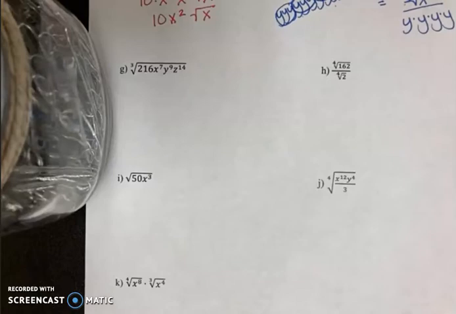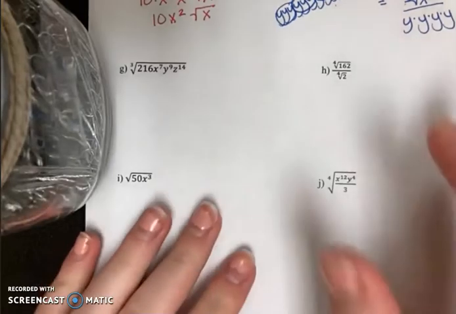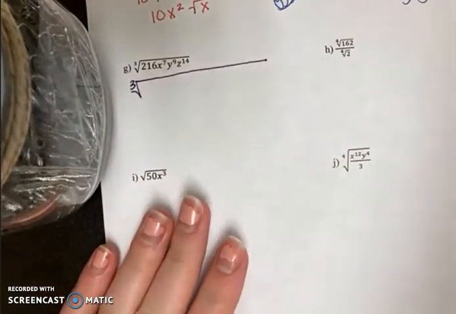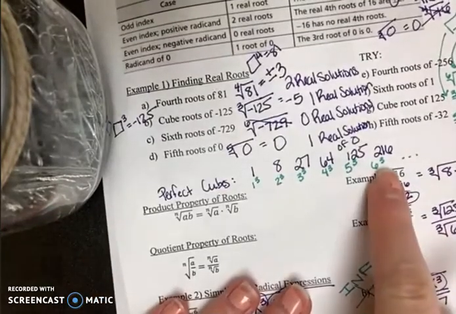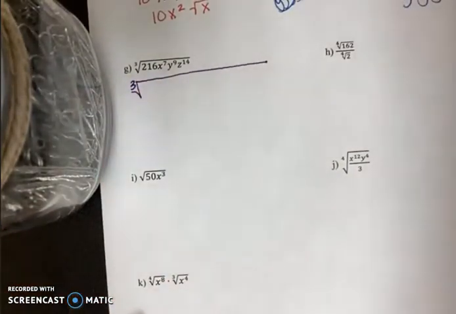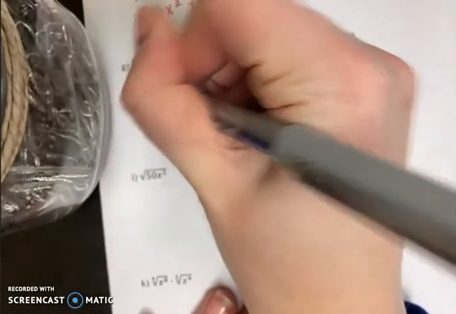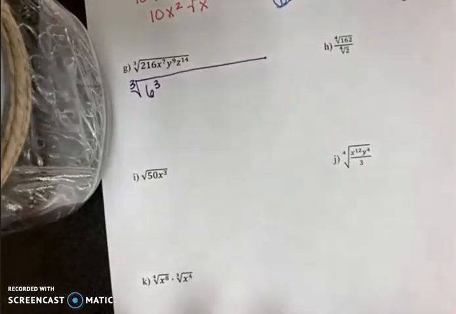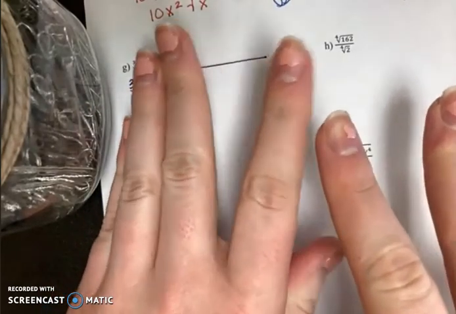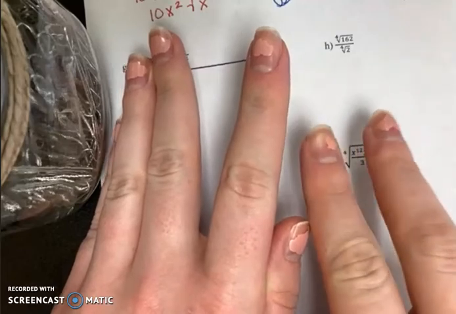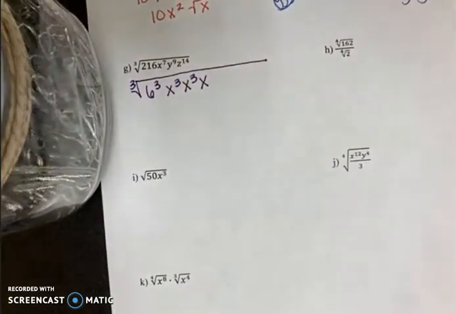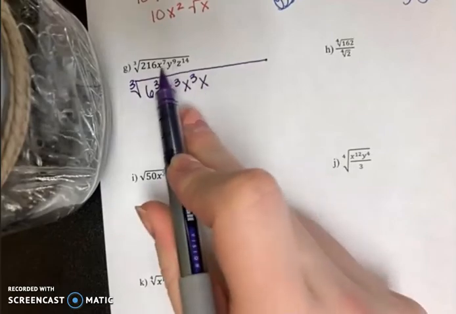For part G, once again, it's a cube root, so let's rewrite it as perfect cubes. We do have the perfect cubes written on the front page, and I want you to notice 216 is the perfect cube of 6. So I can rewrite 216 as 6 cubed. X to the seventh power, I have seven x's. So if I want to make sets of three, I have one set here and one set here and one left over. So I can rewrite it as x cubed times x cubed times x to the first power. If you want to check, just add the exponents. 3 plus 3 plus 1 is 7.